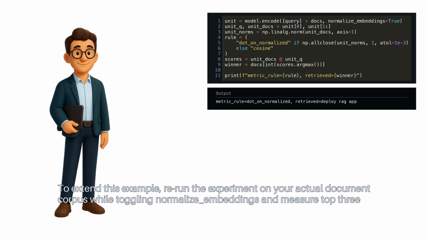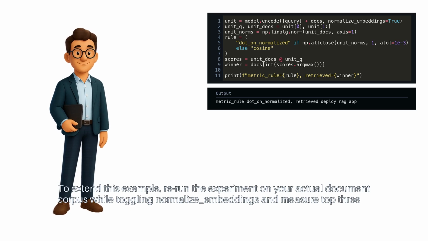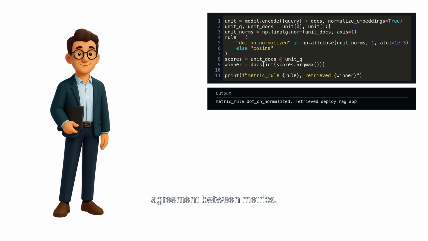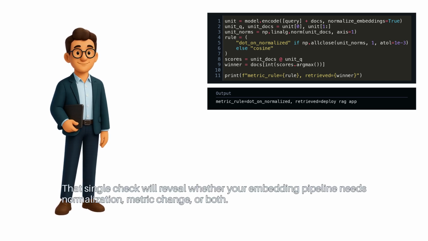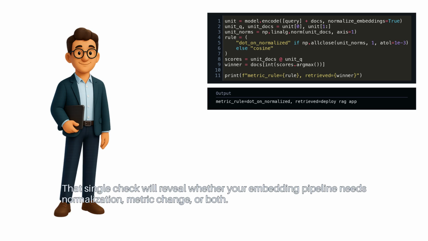To extend this example, rerun the experiment on your actual document corpus while toggling normalize_embeddings, and measure top 3 agreement between metrics. That single check will reveal whether your embedding pipeline needs normalization, metric change, or both.